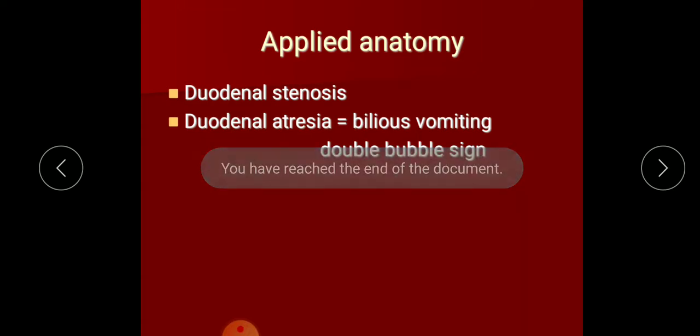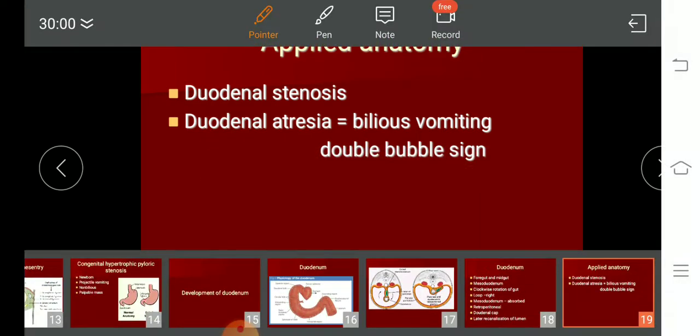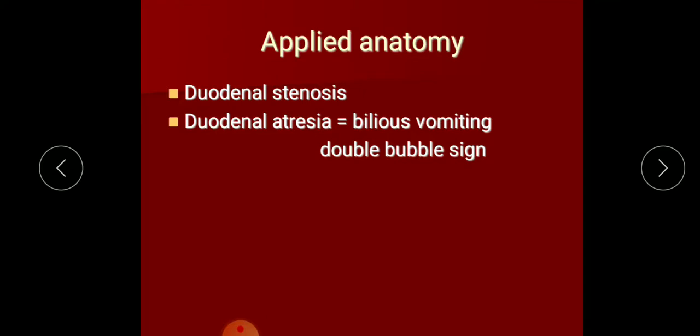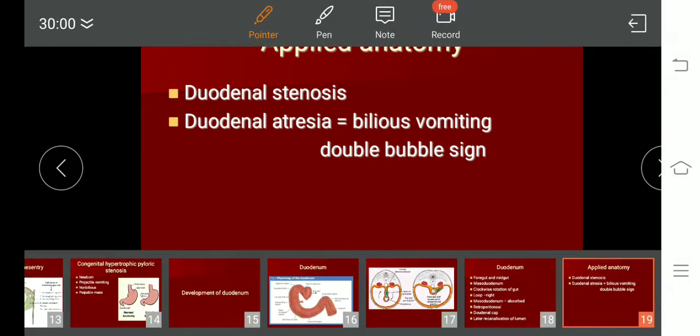Okay. So I think with that we'll stop the development of foregut derivatives, and in the next session we'll deal with the other derivatives of foregut.